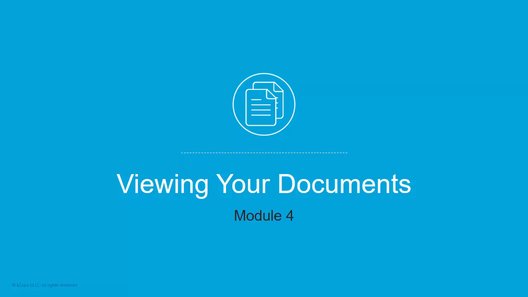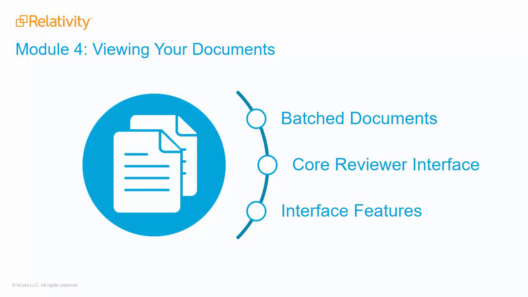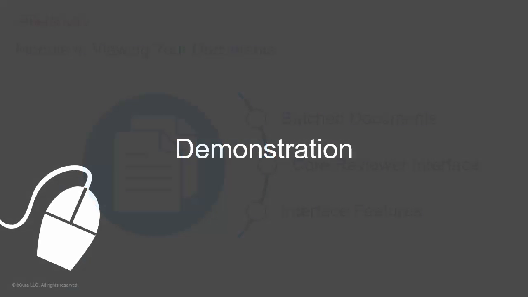All right, let's move on and discuss viewing your documents so you can actually do your review workflows with our 4th module here. In this module, we'll look at how to check out and view a set of documents called a batch, and then we'll open a document and discuss the various tools available for viewing your documents in the Core Reviewer interface. So with that said, let's jump over into Relativity and take a look at how this works.